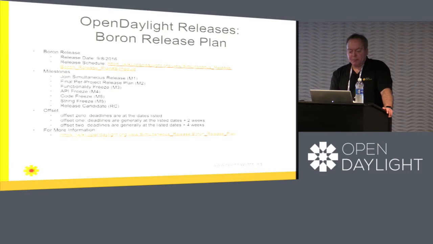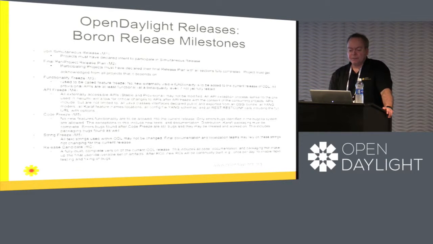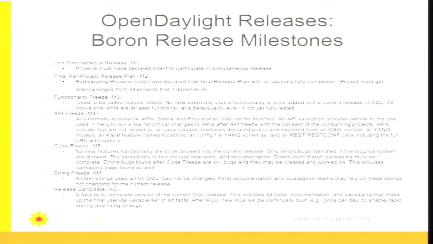I talked about offsets before on how we do our dependencies. In general, during the release, the offsets will lag somewhere between 2 and 4 weeks from their previous offset. Milestones in general, we do an M0 to kind of kick the release off. We do an M1 that says, yes, I want to join the release, and here's a rough draft of my release plan for the things I'm going to be providing.